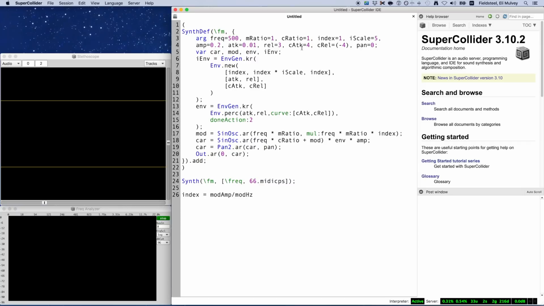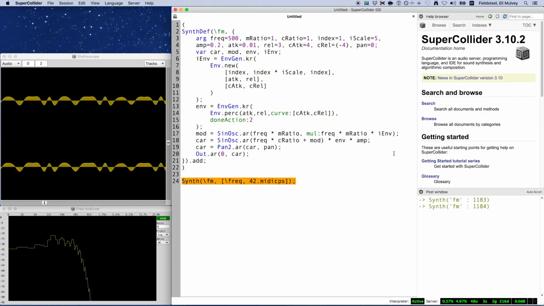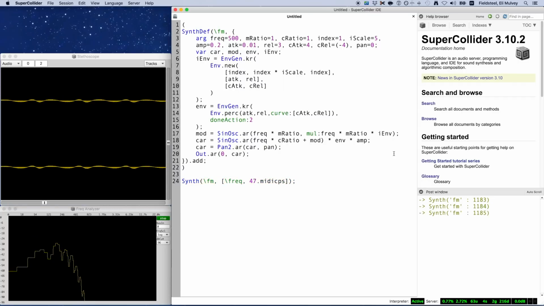Now, because these two envelopes are always going to have the same length, we don't need another done action 2 to free the synth whenever it's finished. That's already being handled by our first envelope. And then finally, replace this static index value with our new index envelope. Let's try it out. Let's make the release a little bit shorter.